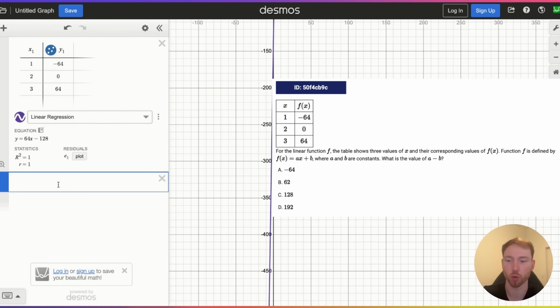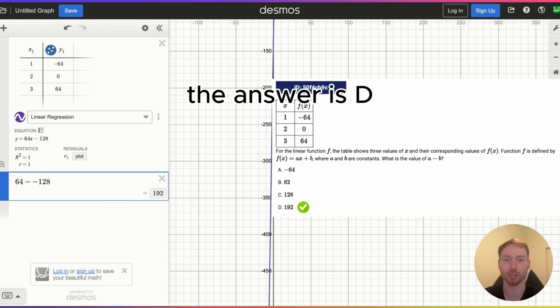The question's asking me, what is a minus b? Well, I can clearly see that a is going to be the slope. So it's going to be 64 minus our b value, which is negative 128. 64 minus negative 128 is going to be 192, and so D is going to be the correct answer for this question.